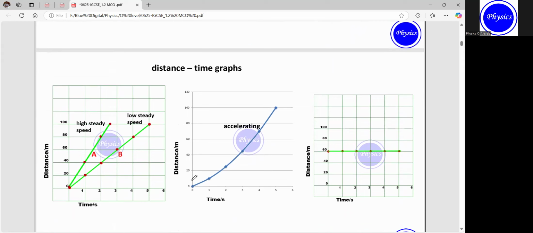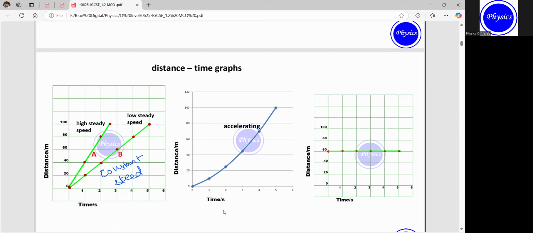Then in that section, under the motion, we have the distance time graphs. Distance time graph. Okay, say for example, you take the first one. Here you have two objects, A and B. They are moving with constant speed. Okay, wherever you see a straight line passing through the origin is constant speed.